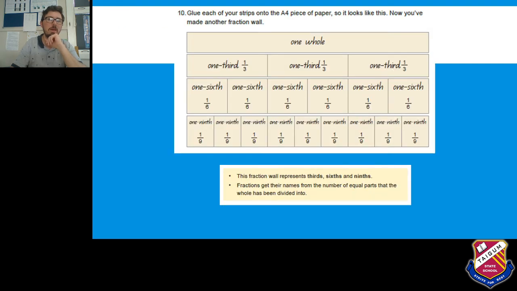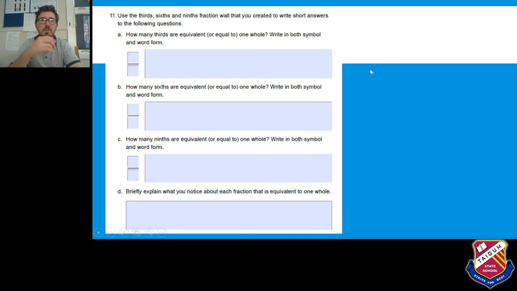So if I look back on this slide and I count, how many thirds make up 1 whole? I've got 1, 2, 3. So that would be 3 thirds. So the numerator would be 3, vinculum, the denominator would be 3. So it would look like that. And it would be written as 3 thirds or 1 whole.